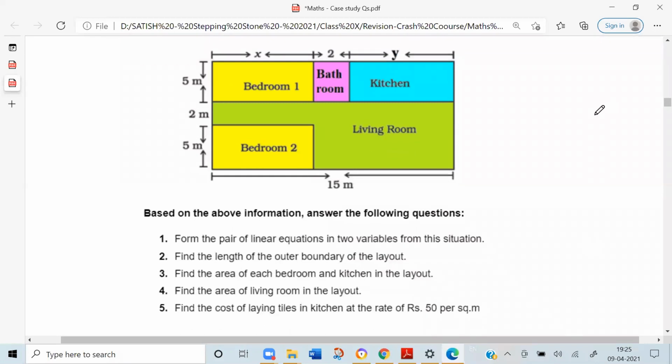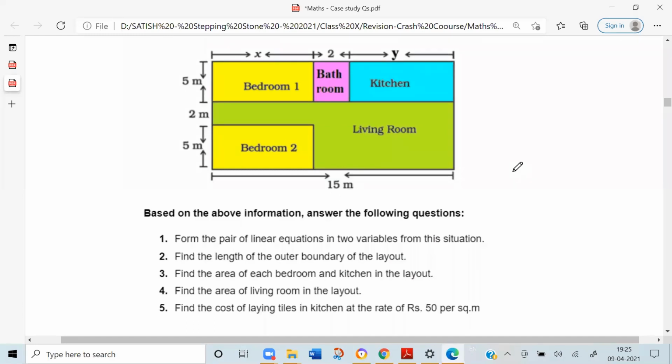So based on the above information, answer the following questions. First one, form the pair of linear equations in two variables from this situation. Second, find the length of the outer boundary of the layout. Try all of you.